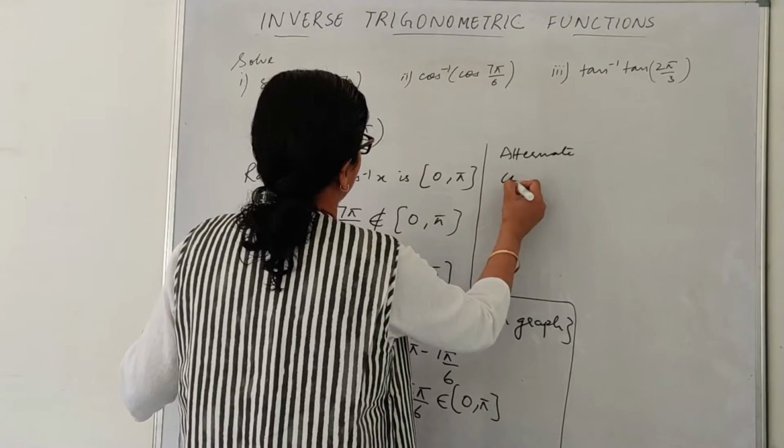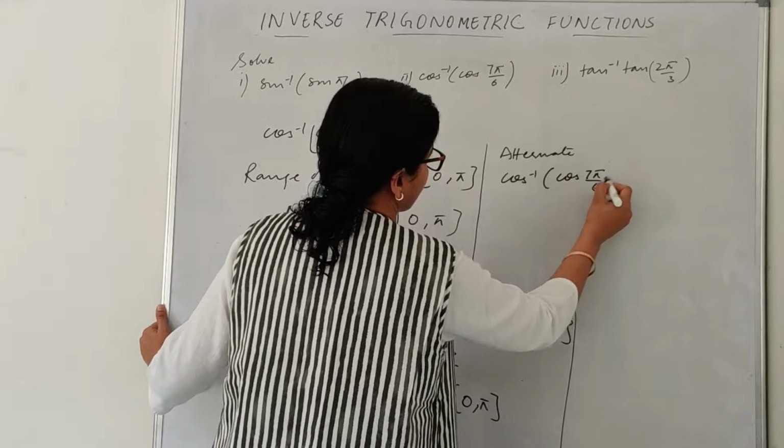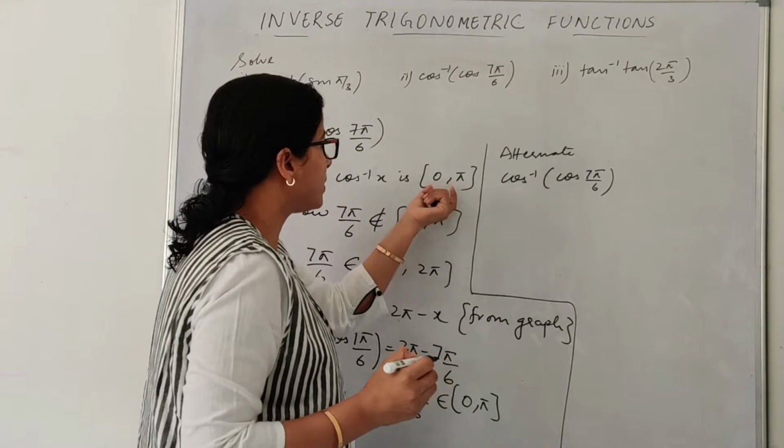You can write cos inverse cos 7 pi by 6. I can reduce my angle to between 0 and pi.